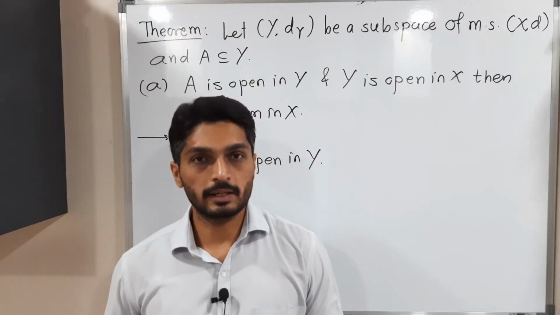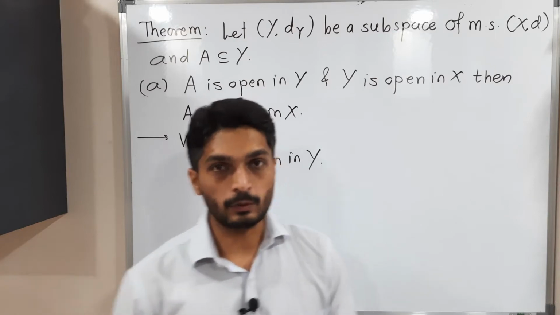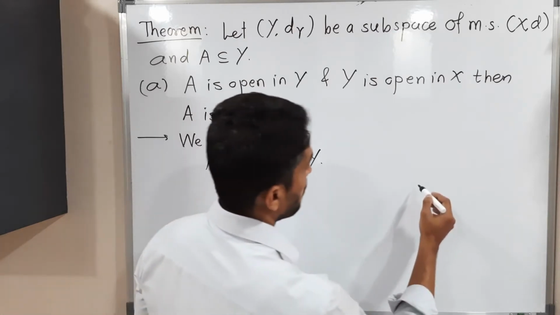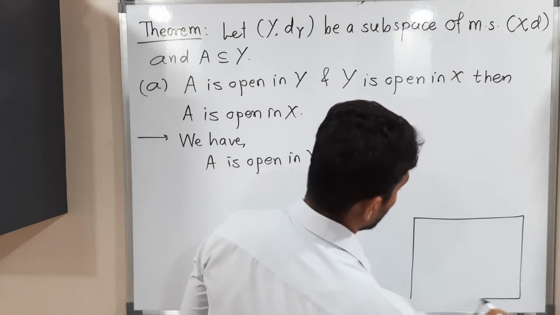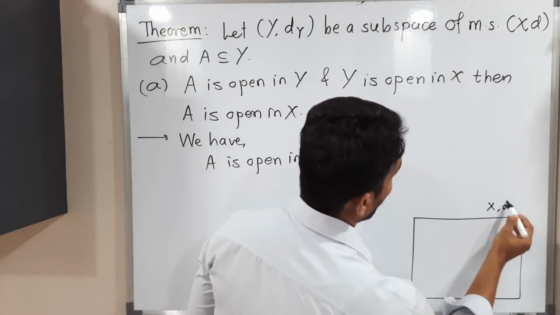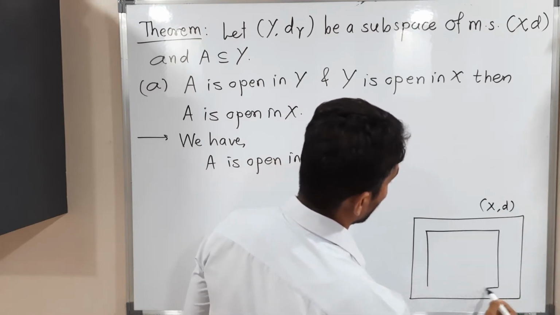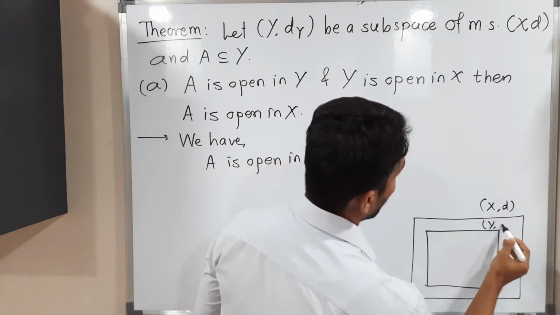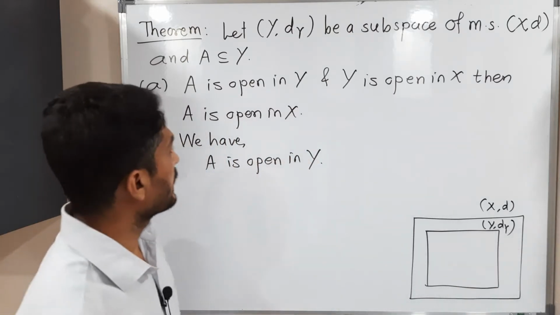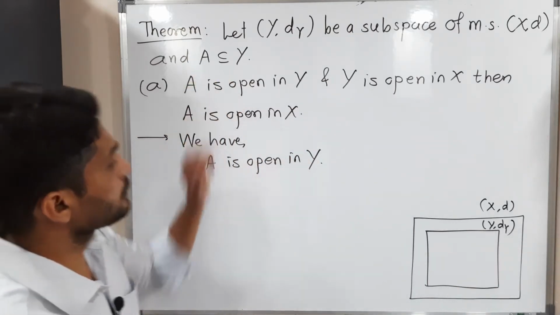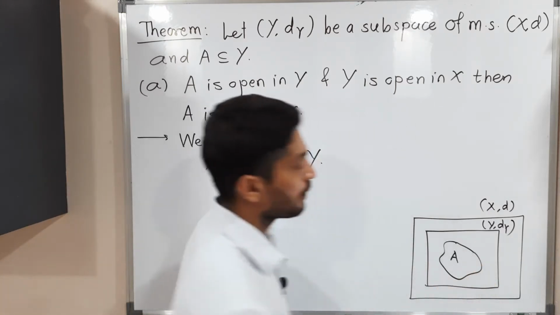Let us discuss this theorem. In this theorem, we have a matrix space X. Okay, I will draw the diagram here. So this is a matrix space X, and we have its subspace Y. Y is a subspace of this matrix space X, as well as what have they mentioned? A is a subset of Y.